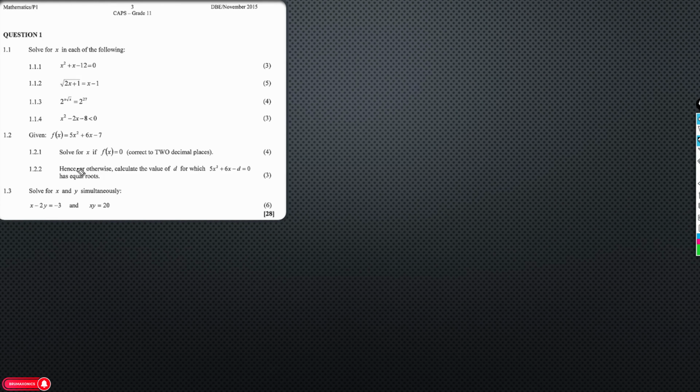1.2.2 says calculate the value of d for which this equation has equal roots. So when you see equal roots, you have to think about this formula. The formula says that if you want to find any equal roots, then you can use this formula. If you remember the quadratic equation, inside the square root of the quadratic equation there is something like this for equal roots.